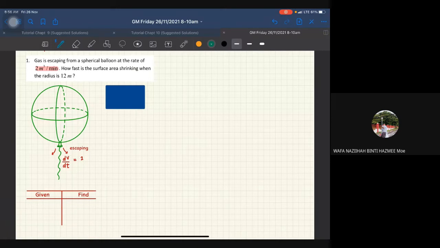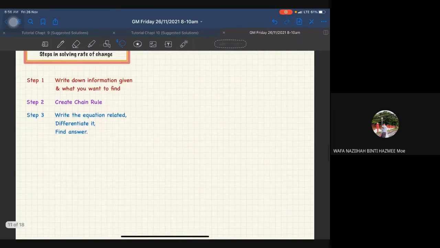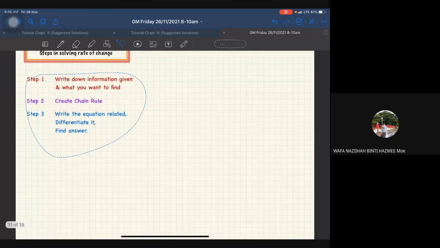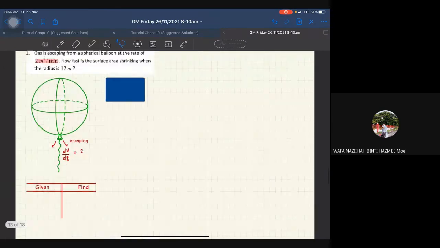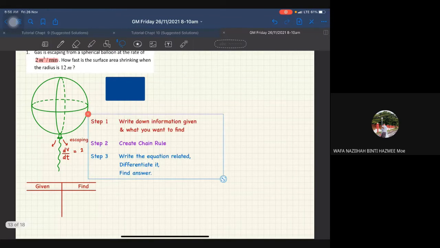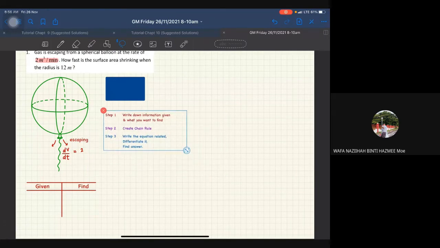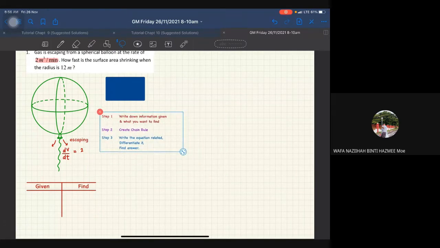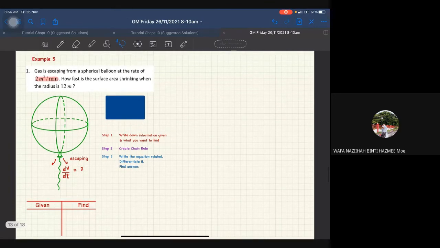Okay, so what information do we get there? Gas is escaping from a spherical balloon at the rate of 2 meter cube per minute. So this one is in cube, and this one is minute. So the information that you get from here is actually dV dt. So you get dV dt equals 2. dV dt is equal to 2.